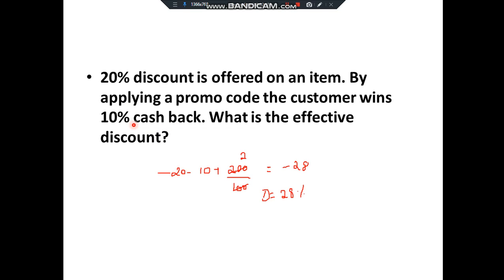So we'll consider both as a discount. So finally, what is the effective discount? So same formula, minus x minus y plus xy by 100. So when you substitute, you get it as minus 28, which means 28% effective discount. Okay, so hope you understood.